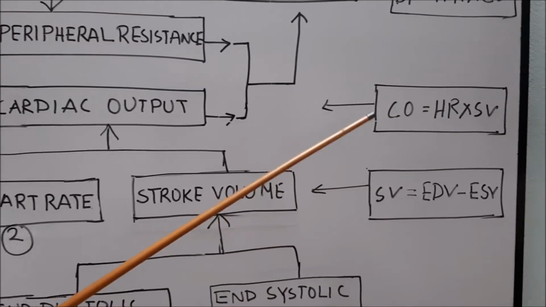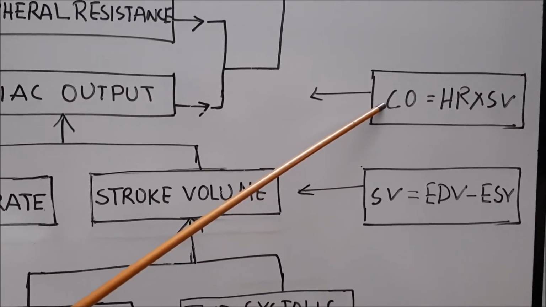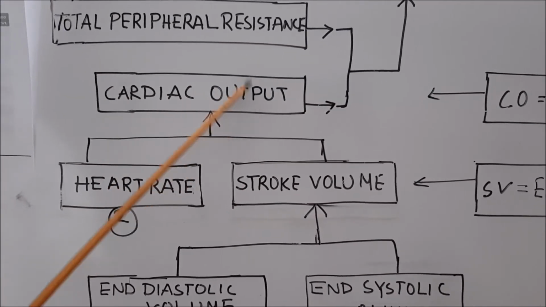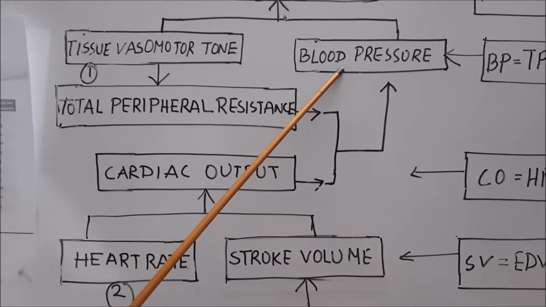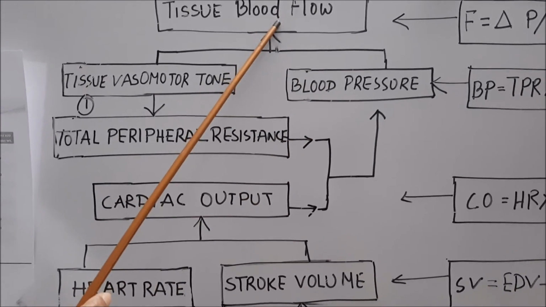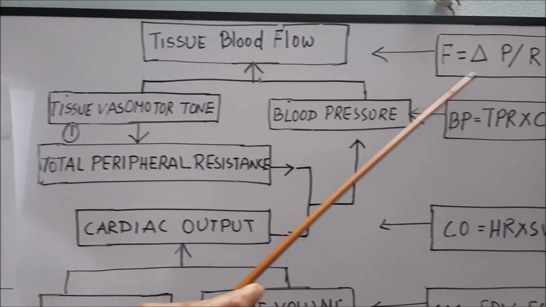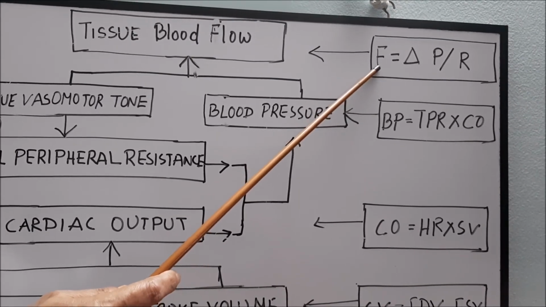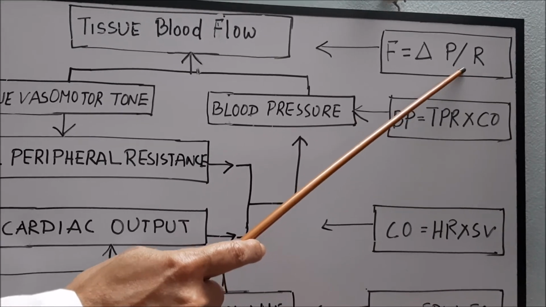Now it comes to Sibila ma'am. She already gave you a lecture about blood pressure. Blood pressure is the product of cardiac output times the total peripheral resistance. Now come to how tissue flow is controlled. F is directly proportional to the pressure difference and inversely proportional to resistance.